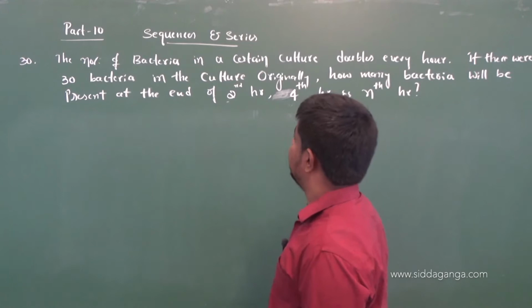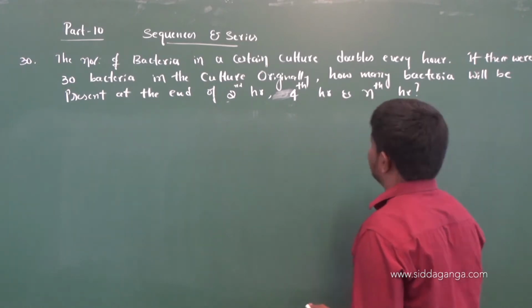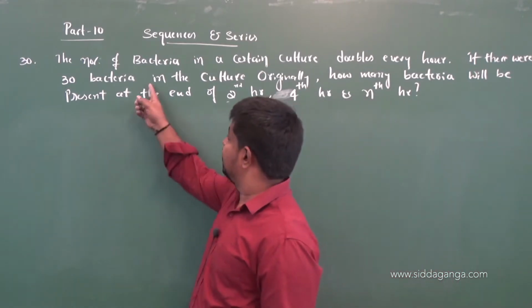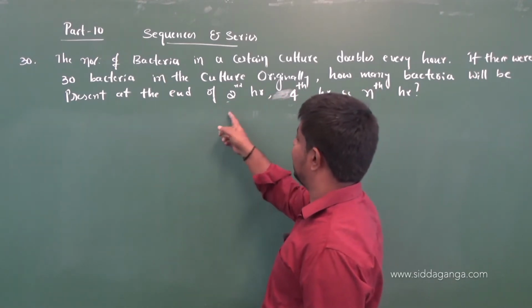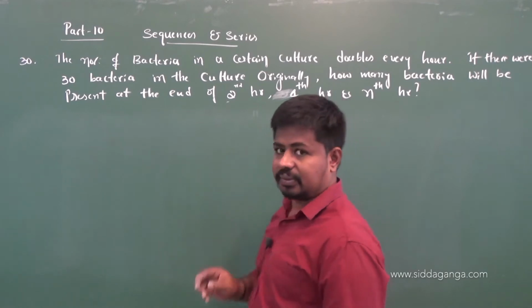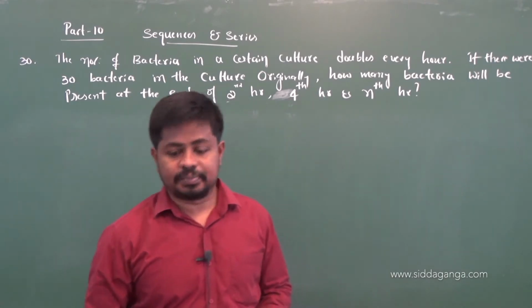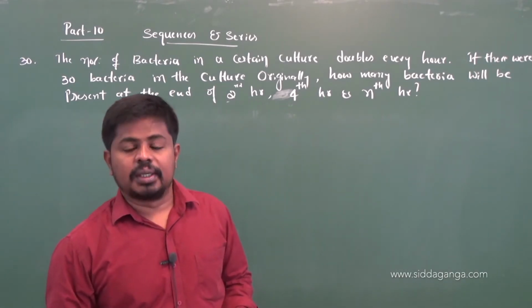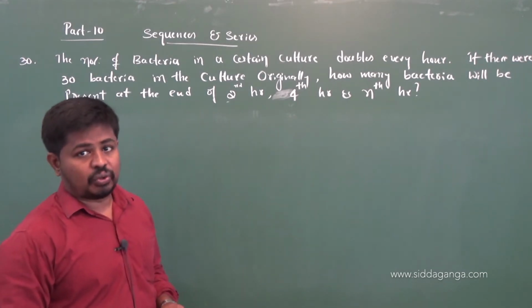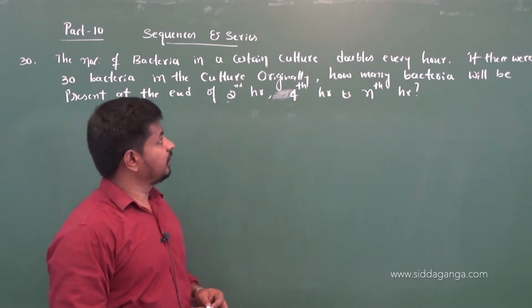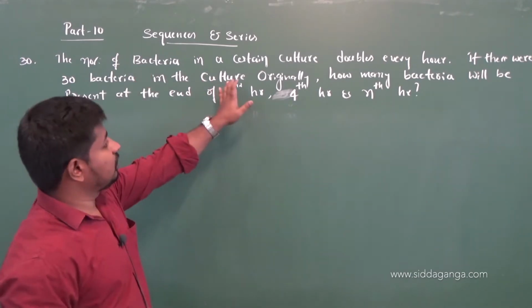The number of bacteria in a certain culture doubles every hour. If there are 30 bacteria in the beginning, originally, how many bacteria will be present at the end of second hour and fourth hour and also nth hour? Here the question is, initially the number of bacteria is equal to 30 originally in the culture.